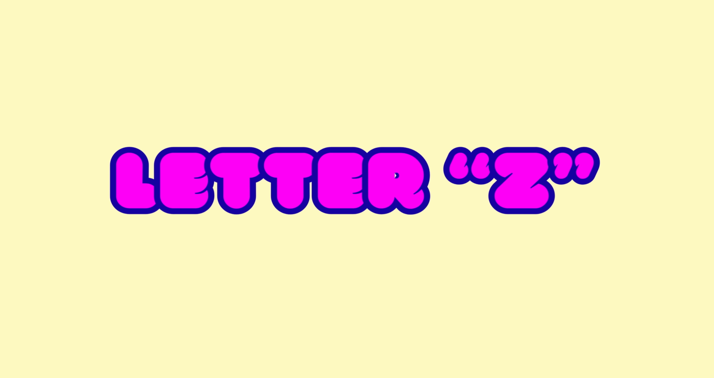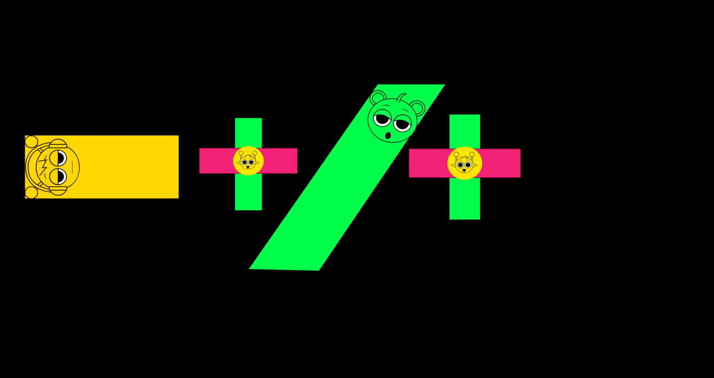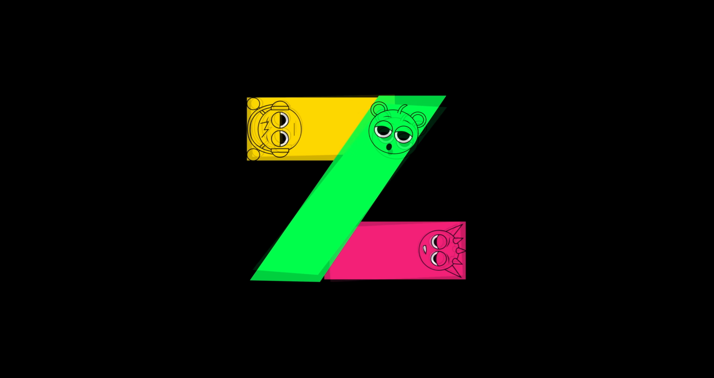Next, make the alphabet letter Z. Rectangle. Plus. Rectangle. Plus. Rectangle. Look at the three rectangles. When we put them together, they make the letter Z.